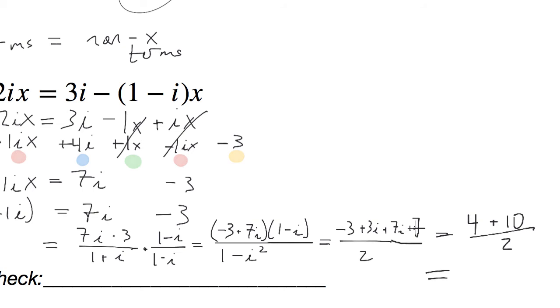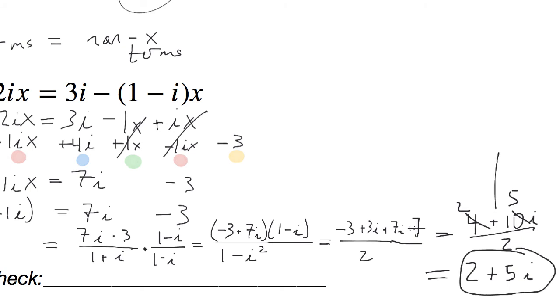And lastly, simplifying, that's 10i. And factoring out a 2 from both terms, it's 2 plus 5i. Because remember that 4 plus 10i is the same thing as 2 times 2 plus 5i. And because they're both over 2, then we can cancel the 2. And this is what we get, 2 plus 5i.